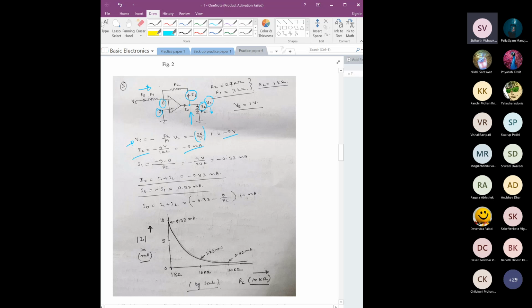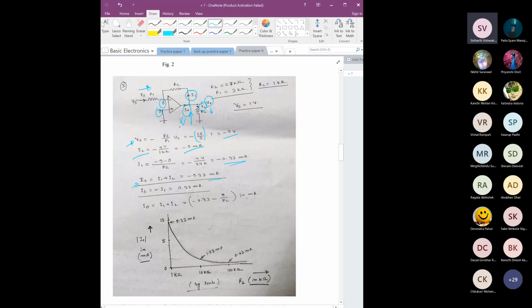So it is minus 9 volt minus 0 volt, divided by R2. That will give you this current, right? So you know this current, you know this current, so you can find from KCL what this current is, which comes out to be like this, right? Now we know what this current is.